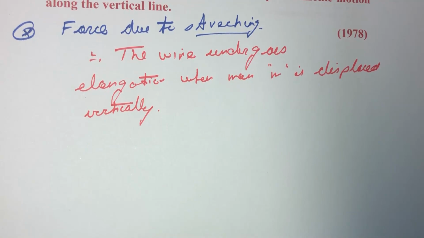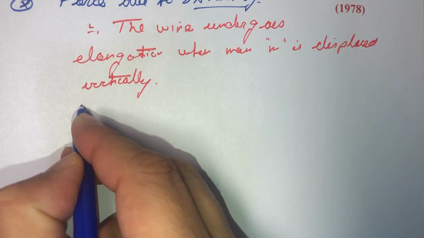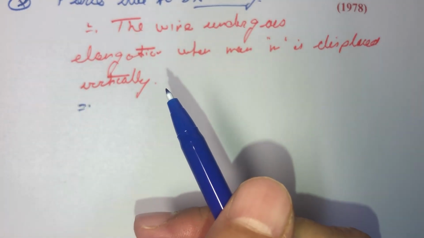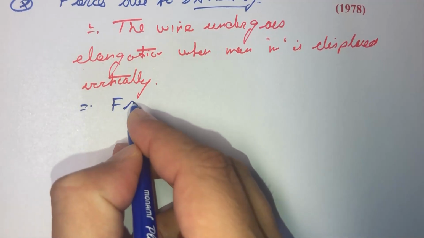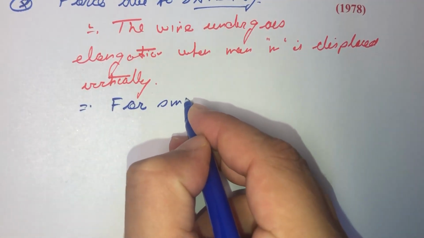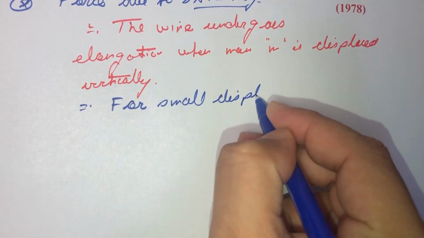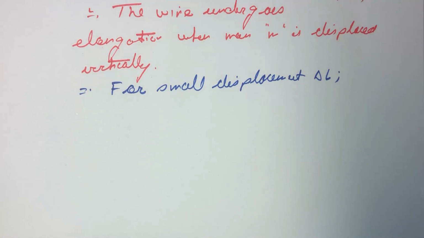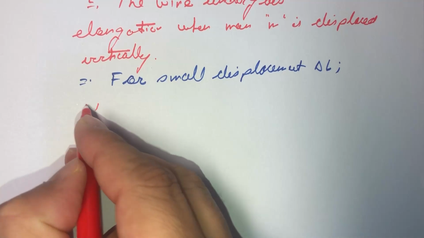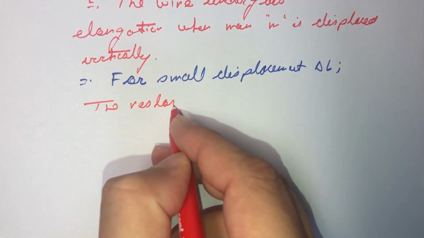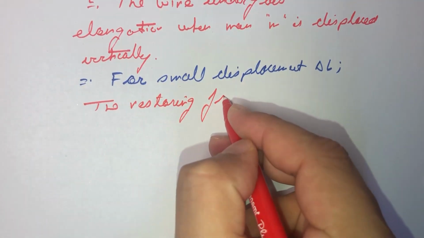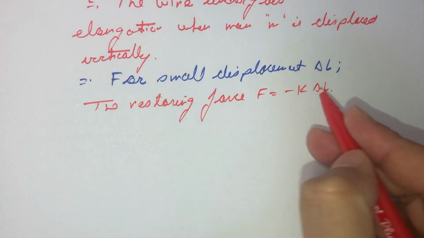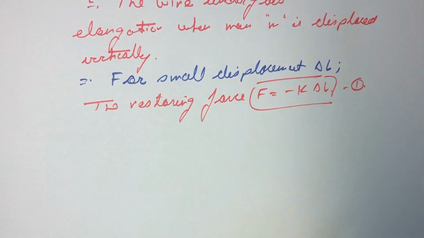If the displacement is small, that is delta L, we can use the restoring force F, which will be equal to minus K of delta L. Therefore, for small displacement delta L, the restoring force F will be equal to minus K multiplied by delta L. Let us call this equation number 1.